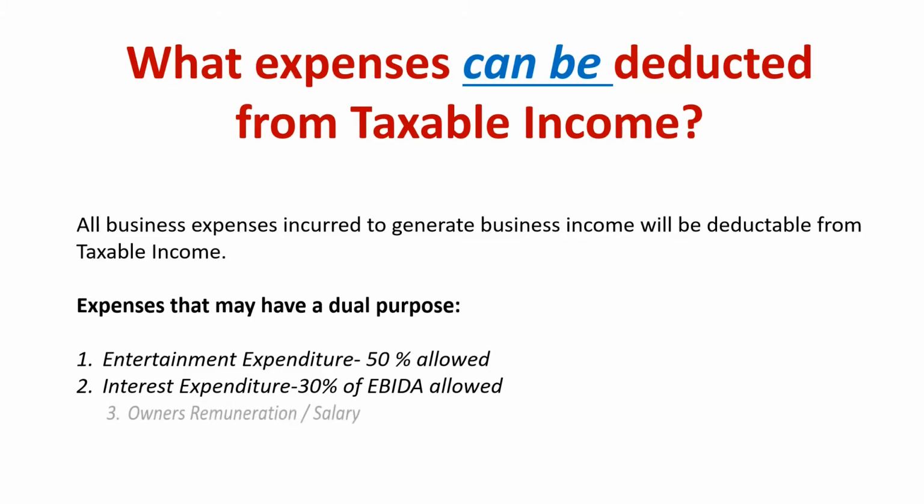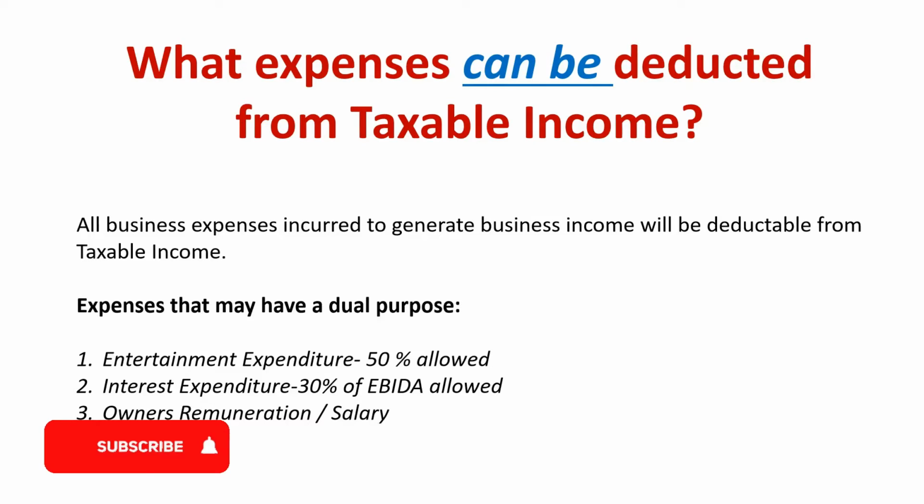Third one is owner's remuneration or salary. Dividends, profit distributions or benefits of similar nature paid to the owner of the company are classified as non-deductible expenses for corporate tax. Regarding owner's salary or monthly salary, there are a couple of conditions to allow the deduction of the owner's salary.